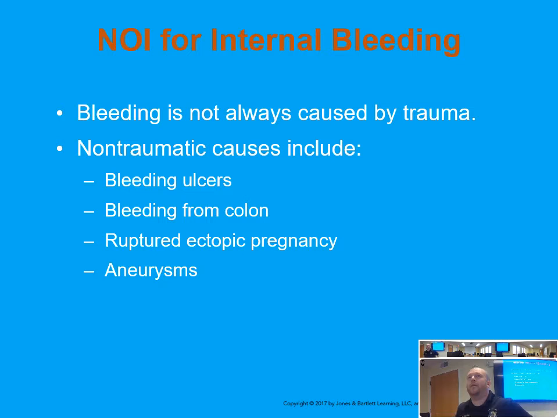NOI, nature of illness, for internal bleeding. Bleeding is not always caused by trauma. It can be caused by medical conditions like bleeding ulcers, bleeding from your colon or a GI bleed, ruptured ectopic pregnancy or a tubal pregnancy, or aneurysms, the weakening of the lining of your blood vessel that eventually could burst or rupture.